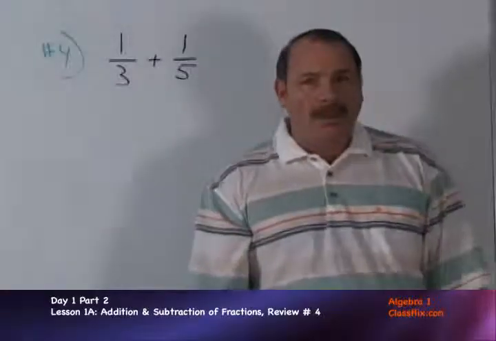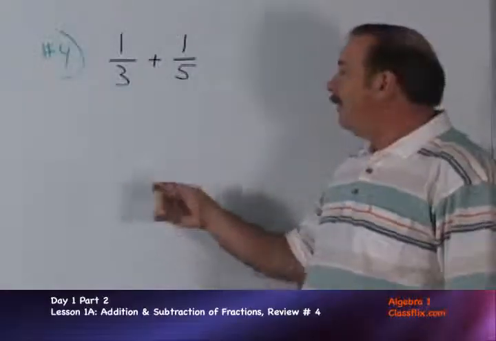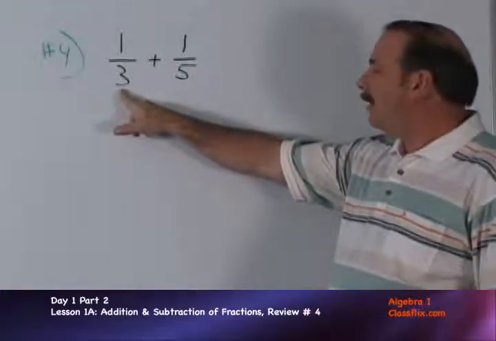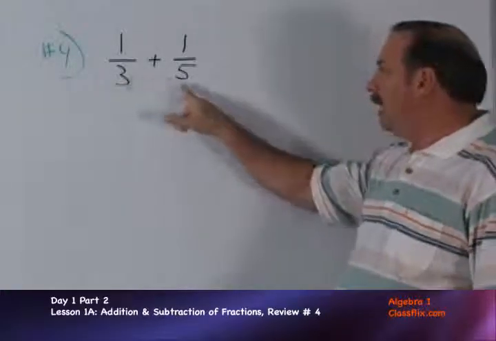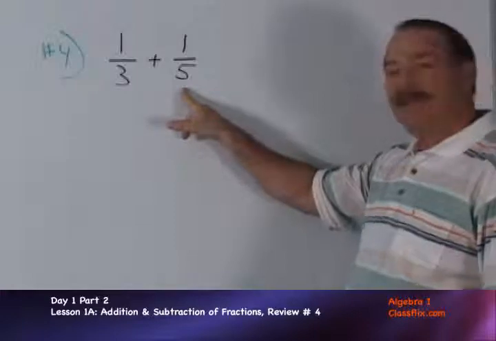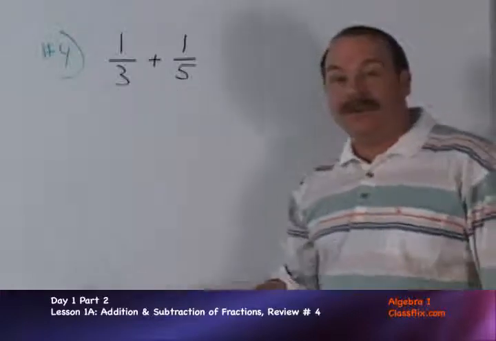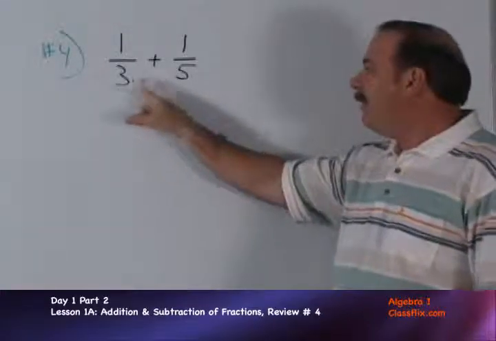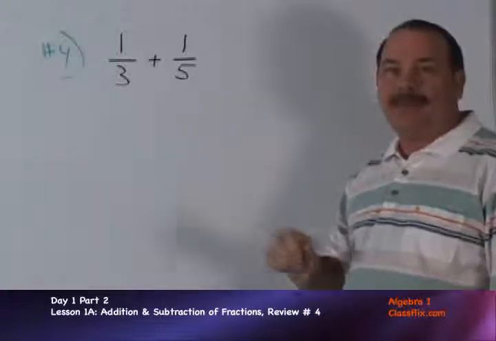For number 4, I'm given a problem that does not have a common denominator. The denominator for my first fraction is a 3. The denominator for my second fraction is a 5. Well, obviously they're not the same number. In order to add them, they must be the same denominator.